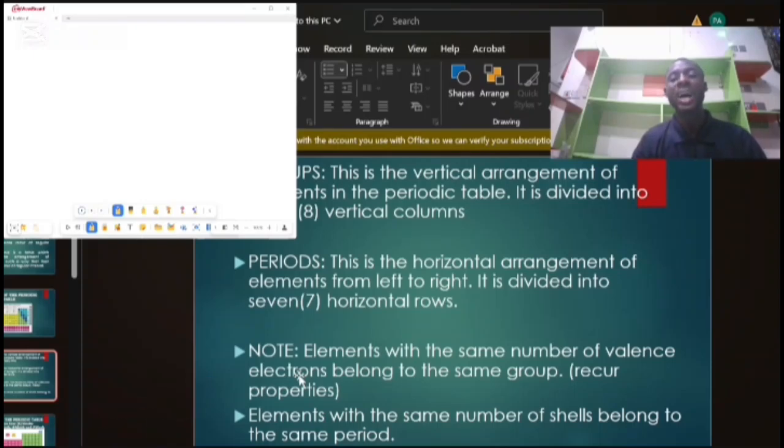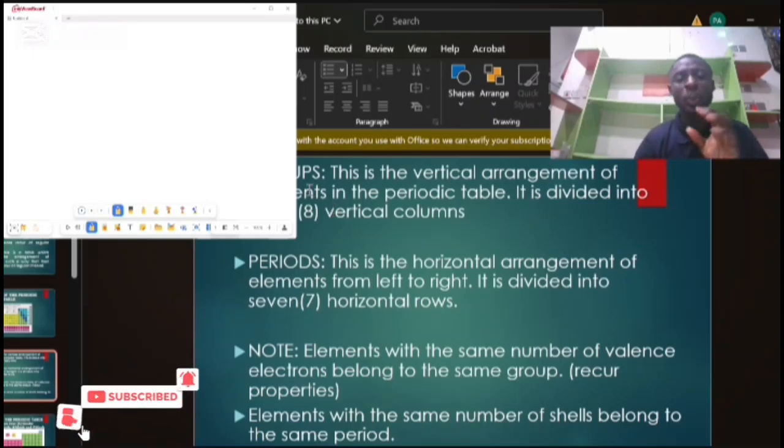Now, how are elements arranged into groups and periods? Because we say that elements whose property will occur at regular interval are placed in the same place in the periodic table. Now let's look firstly at the groups. We have 8 vertical columns, and in each of these columns we have elements in different groups. We have group 1 to group 8.